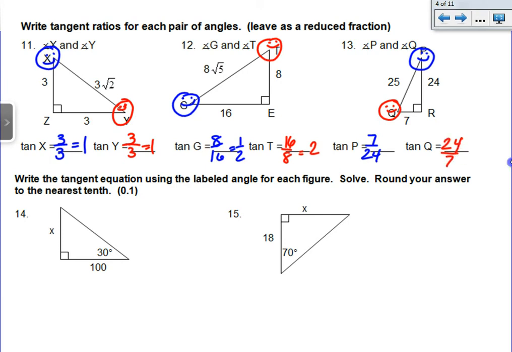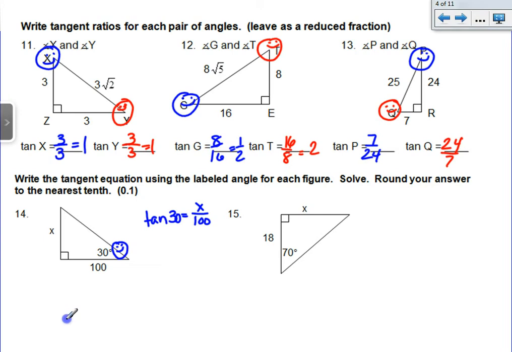So now the next couple problems I'm actually going to have you set up and we're going to solve for the missing variable. So this is your reference point because that's the angle we have, and we can see that we have the opposite and the adjacent, so I have to set up tangent of 30 equals opposite over adjacent.